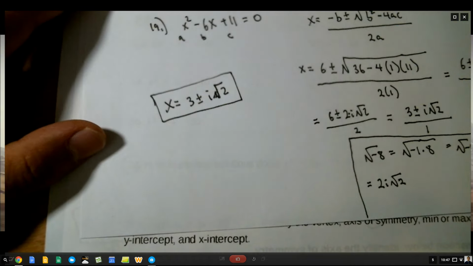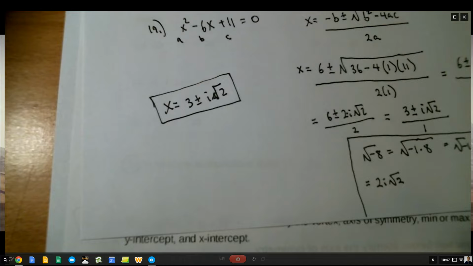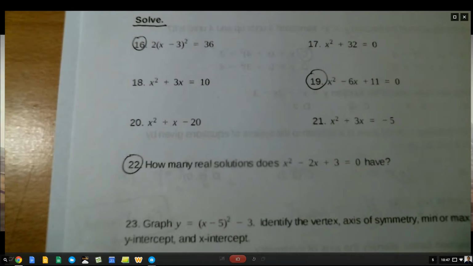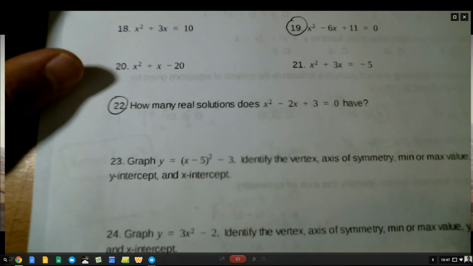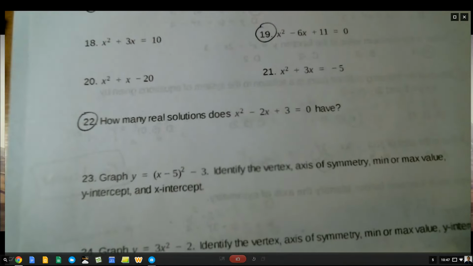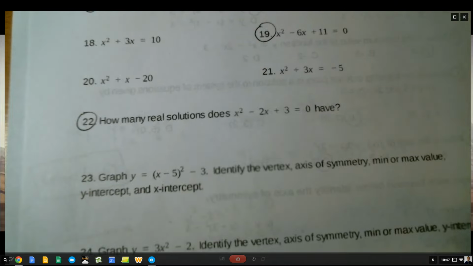Okay, so that is number 19. And then the last problem that I'll work on with you guys is number 22. How many real solutions does this have? Okay, there's a couple ways you could do this. There's a couple ways. So we'll do it using 2 different methods. So let's try that.